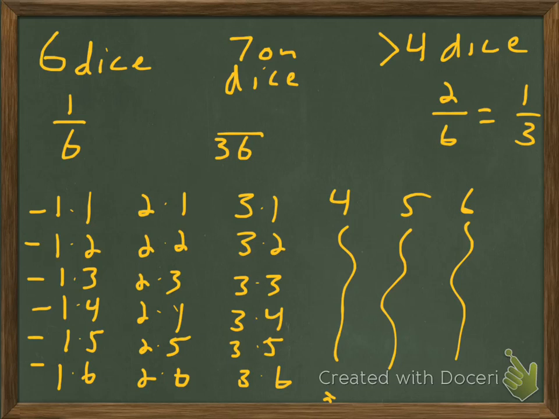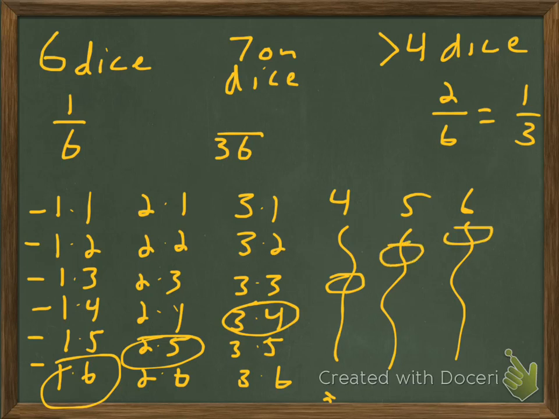Does that make sense to everybody? Now, let's go through the ones that add up to 7. Are there any that add up to 7 in the first column? 1 and 6. What about in the second column? 2 and 5. Third column? 3 and 4. The fourth column has 4 and 3, then 5 and 2, and 6 and 1.